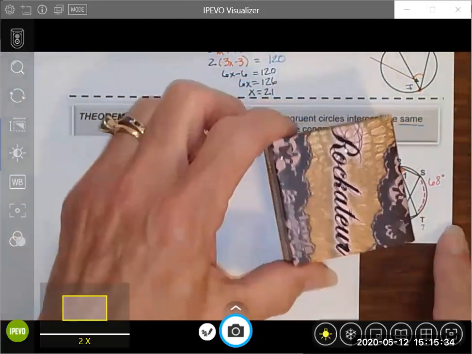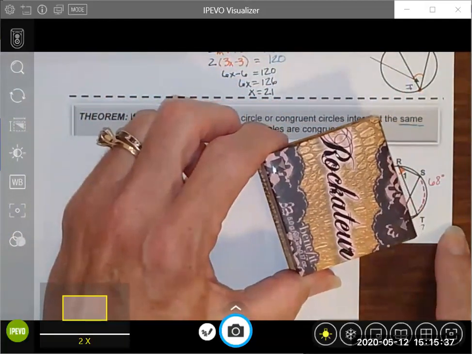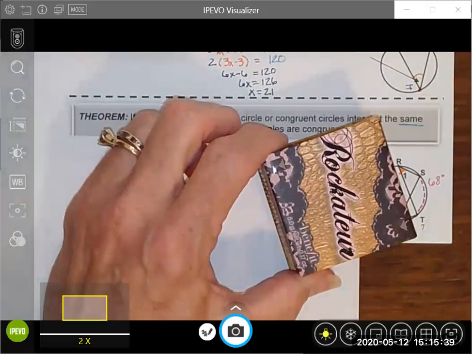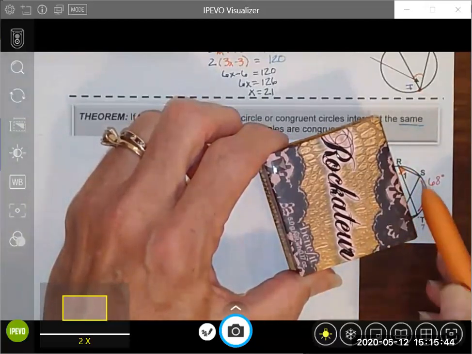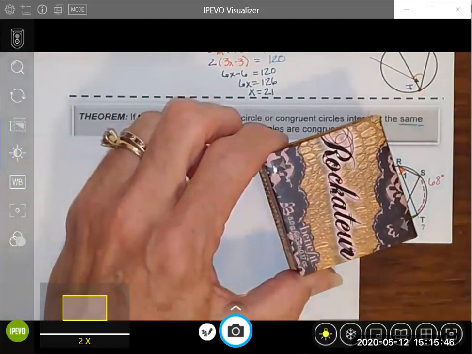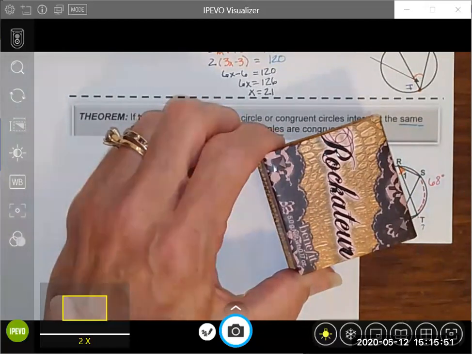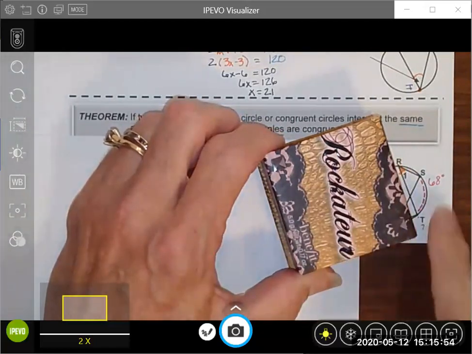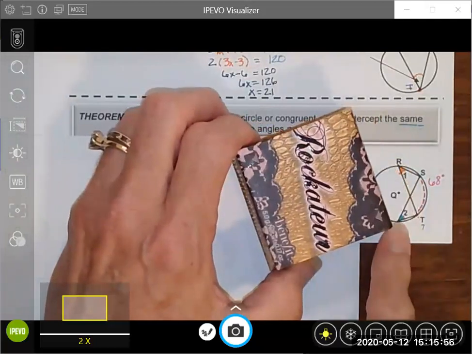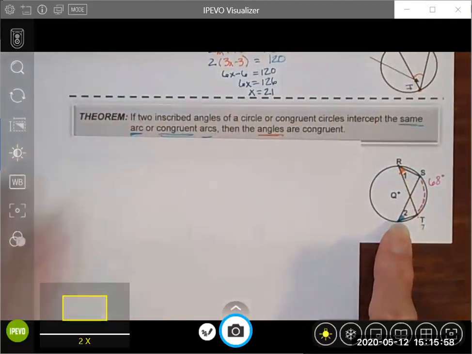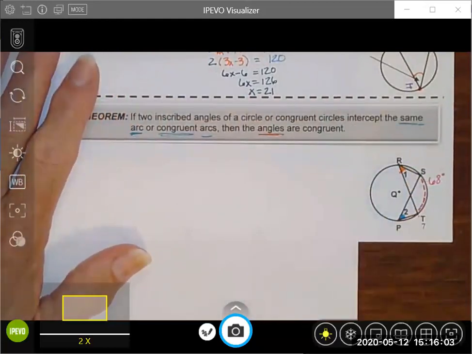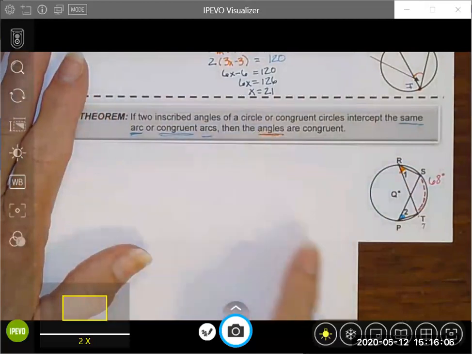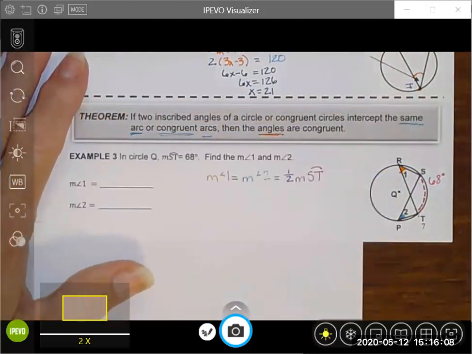Then if I look at another inscribed angle, angle SRT, I notice that SRT creates the exact same intercepted arc. The intercepted arc is created by chord RS and chord RT. So these two angles, my angle 1 and angle 2, both intercept the same arc. And what this theorem up here tells me is that angle 1 is congruent to angle 2.